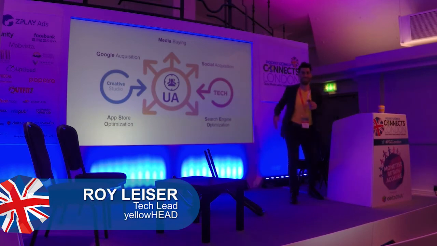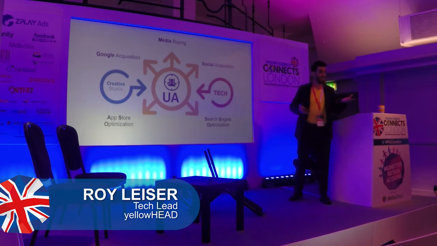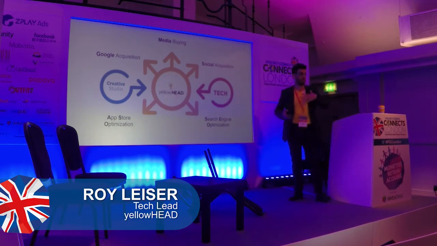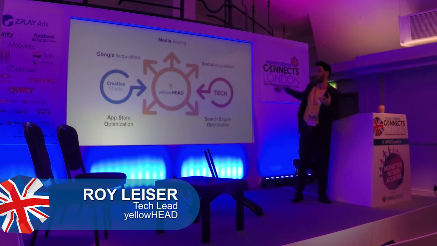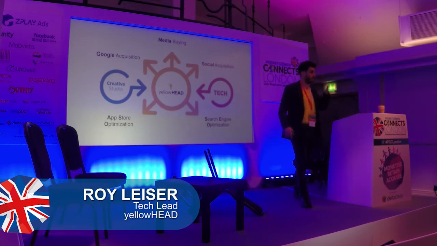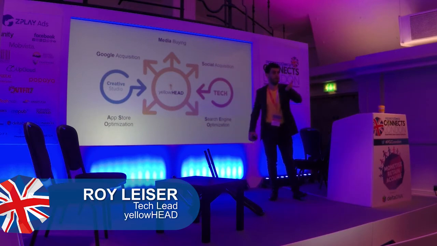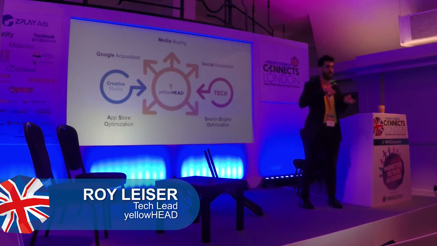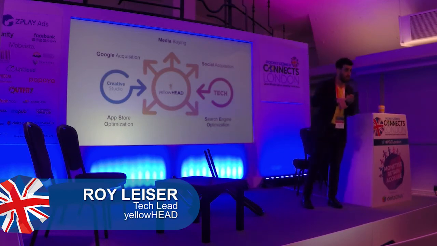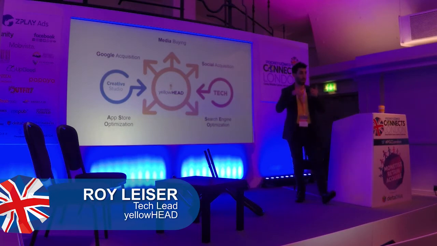So app store optimization, and surprisingly enough, this is exactly how yellowHEAD, the company I come from, is built. We have a very strong creative in-house studio. We have a tech team. And we have different departments that manage each of these channels. Now, regarding App Store optimization, we actually have the biggest or the most successful App Store optimization department in the world. We're covering apps like Tinder and Airbnb.